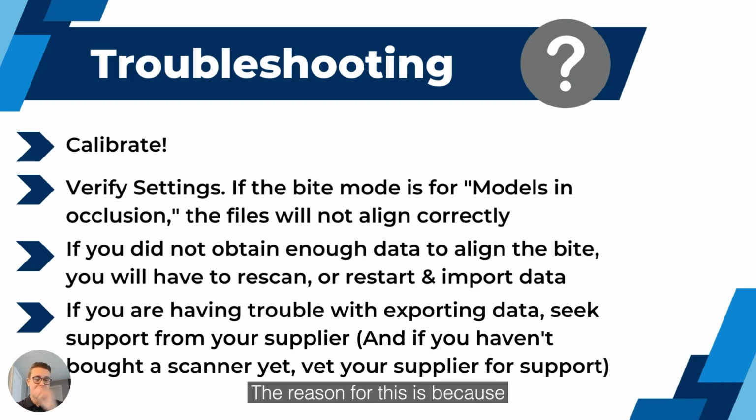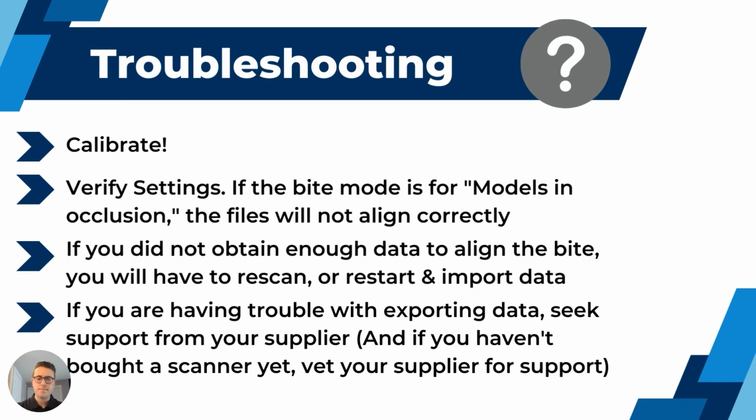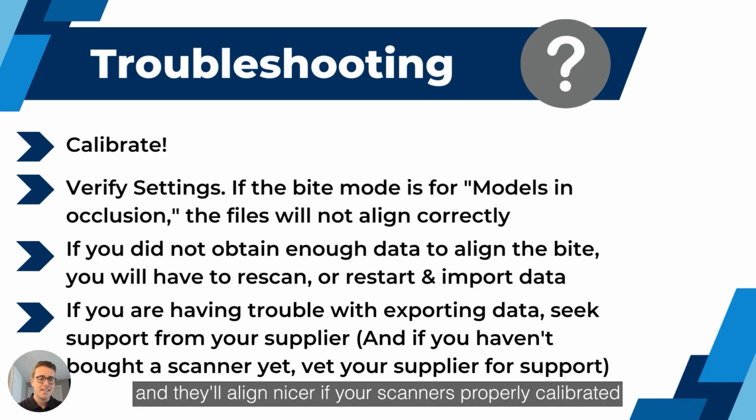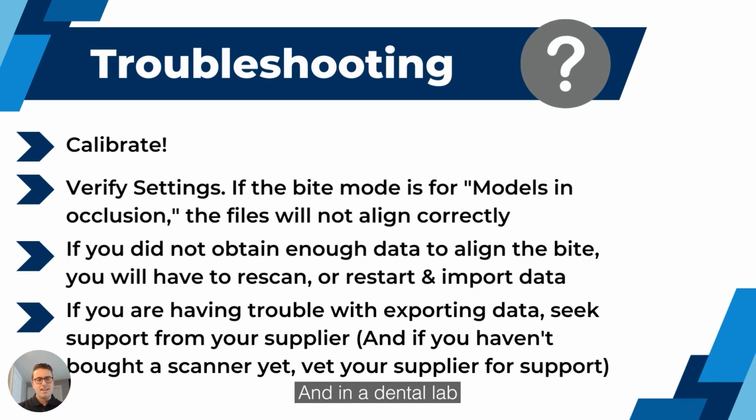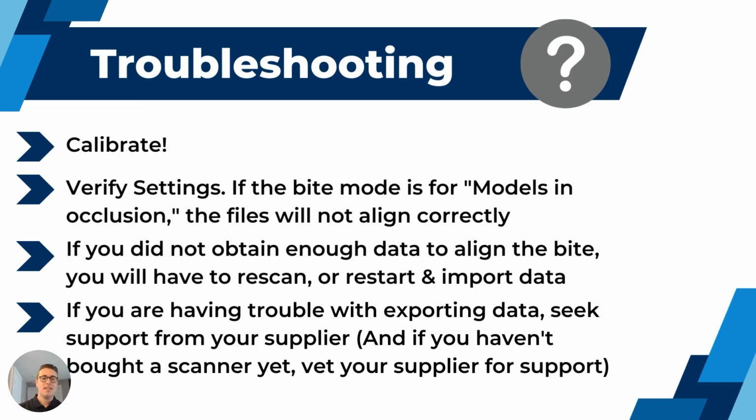The reason for this is because desktop scanners use a fixed coordinate system, and that fixed coordinate system depends on being calibrated correctly. All your scans are going to come out cleaner, and they'll align nicer if your scanner is properly calibrated. And in a dental lab, there's a lot of vibrations. There's a lot of smacking on the table. It's pretty easy to get those things out of alignment by accident. So make sure you calibrate it now and then, especially if you're having issues.